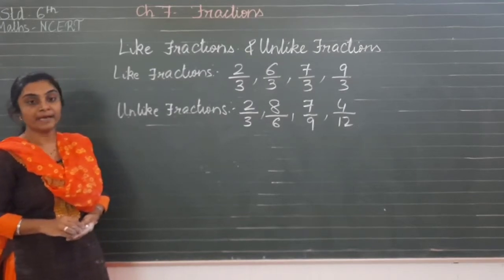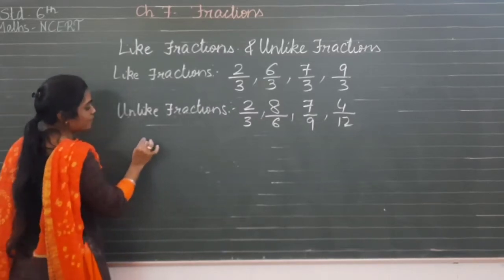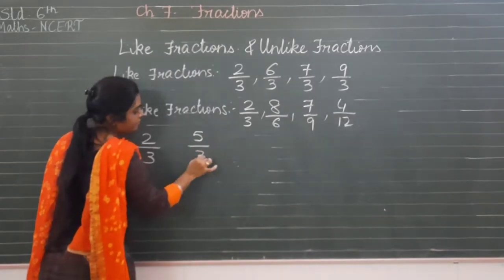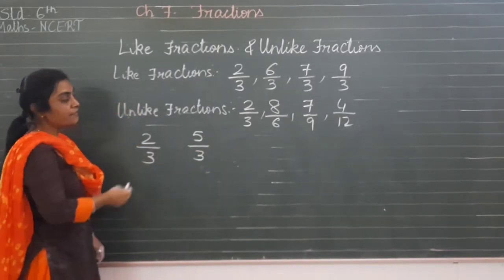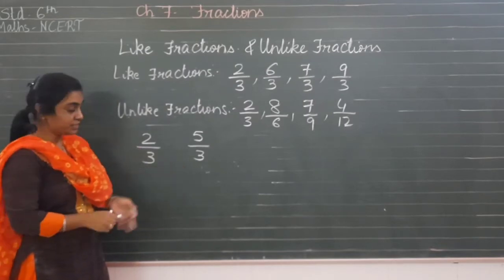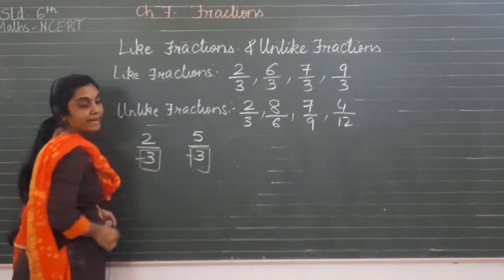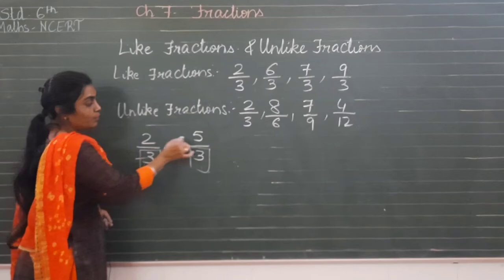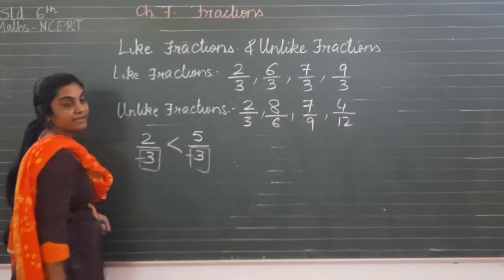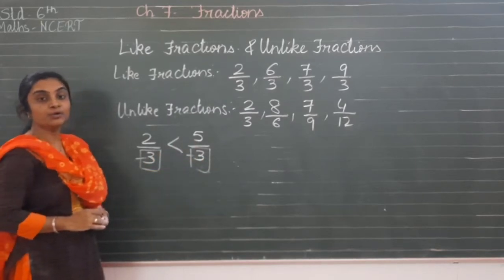Now if you want to compare which fraction is greater or smaller, let us have a look at 2 upon 3 and 5 upon 3. This is a like fraction, so the denominators are both the same. So we will compare the numerators. Here 2 and here 5. From 2 and 5, which one is greater? 5 is greater. So 5 upon 3 is greater than 2 upon 3.